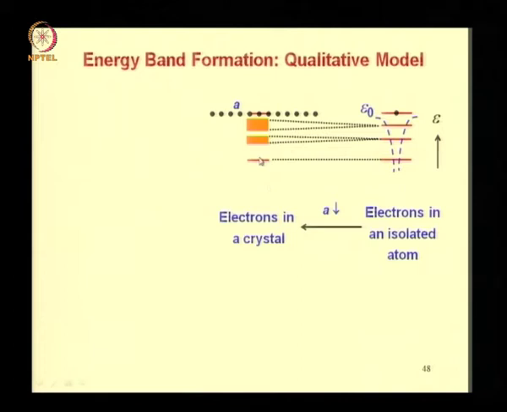Now when you come to electrons in a crystal, each allowed energy level of an isolated atom spreads into a band, and the energy levels which correspond to electrons away from the atom spread into a wider band than the energy levels which correspond to electrons which are very close to the atom. The bandwidth is small. Now how do you explain the spreading of a level into a band, which is what is shown here?